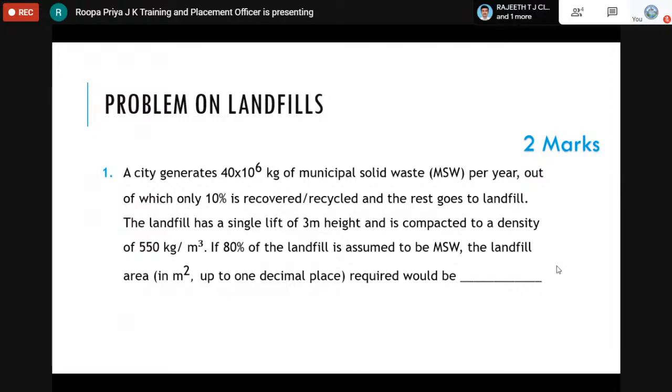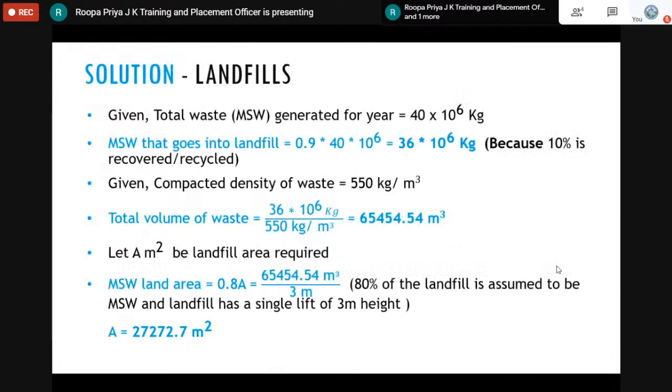The single lift of 3 meter height is also provided, and the density of the compacted waste is provided. And it also mentions what percentage of the landfill is assumed to be the municipal solid waste, and we have to identify what is the area of the municipal solid waste landfill. So this is the computation.